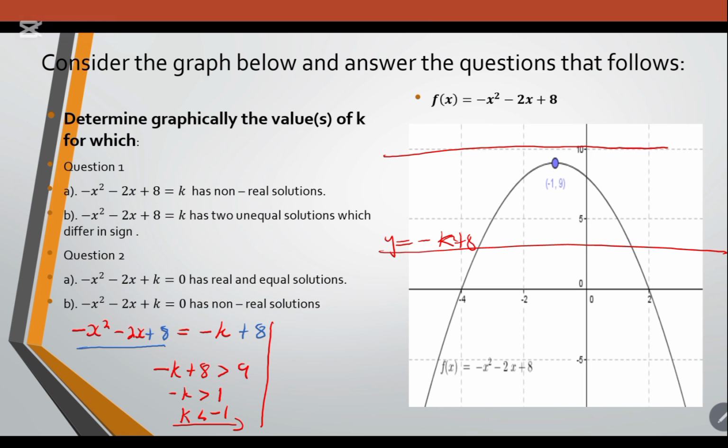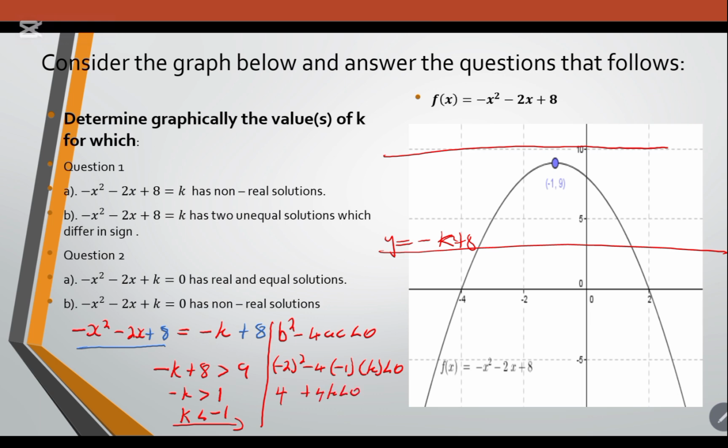Like we did in the previous question, we can also use delta to deal with this. Non-real solution. When does a quadratic equation have no real solution? When delta is negative. So we simply say b squared minus 4ac is less than 0. So this will be negative 2 squared minus 4 times 1 times k is less than 0. So this will give us 4 plus 4k is less than 0.